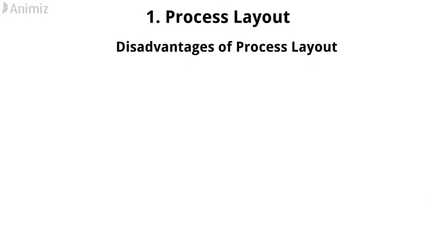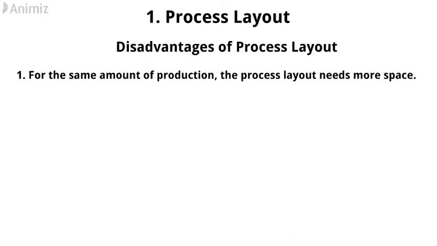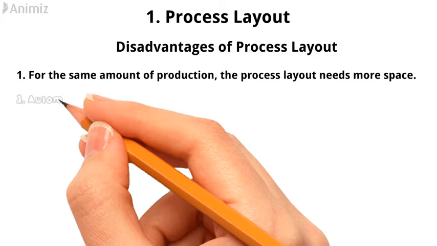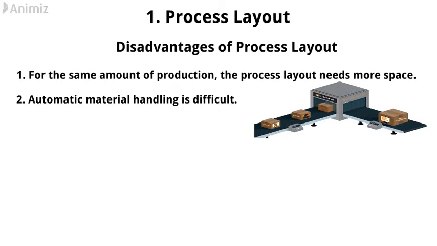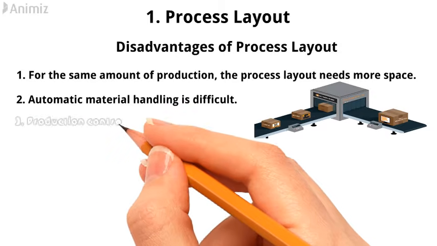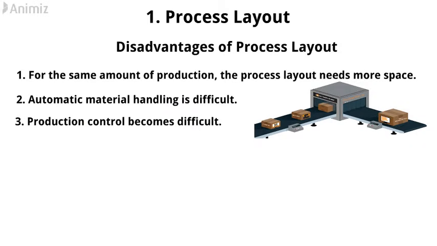Disadvantages of process layout. 1. For the same amount of production, the process layout needs more space. 2. Automatic material handling is difficult. 3. Production control becomes difficult.